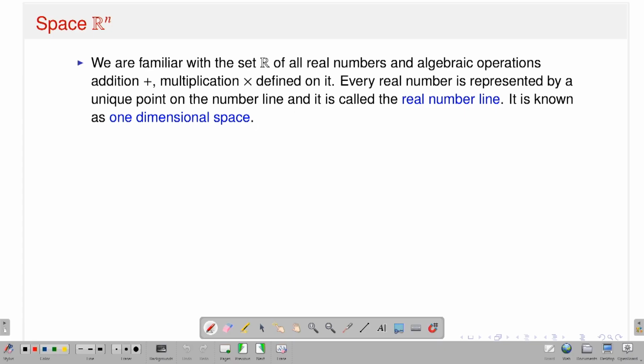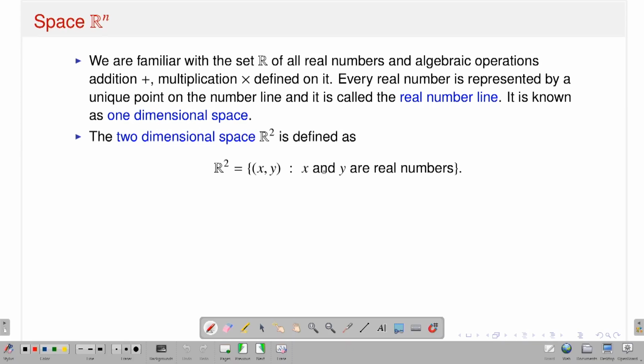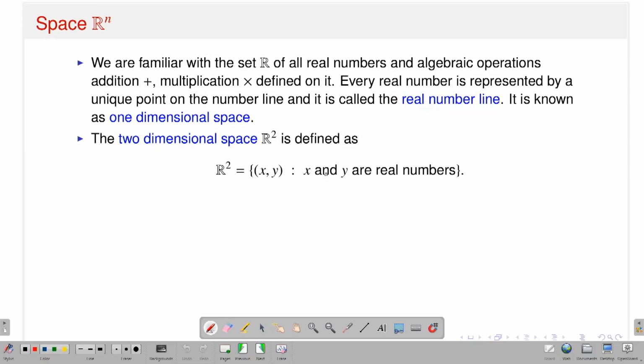Now, we move to the two-dimensional space. The two-dimensional space R2 is defined as a collection of pairs of real numbers x comma y. Here x and y are real numbers. Thus, R2 consists of all ordered pairs of real numbers. The ordered pair x comma y means that the first coordinate is x and the second coordinate is y.